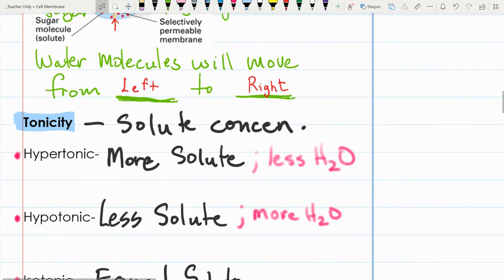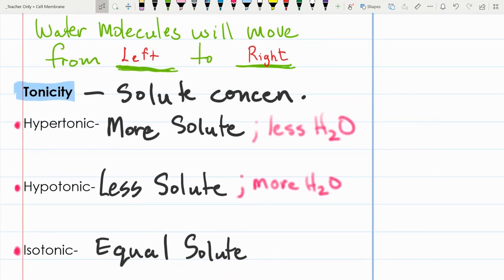All right, that brings us to talking about tonicity. Tonicity is solute concentration. In other words, how concentrated is the solute that you're talking about? There are three descriptive words to describe tonicity: hypertonic, hypotonic, and isotonic. All right, and this is kind of a tough one. Students get these confused. It's very easy to get confused. So it's just something you have to kind of practice looking at and then memorizing.